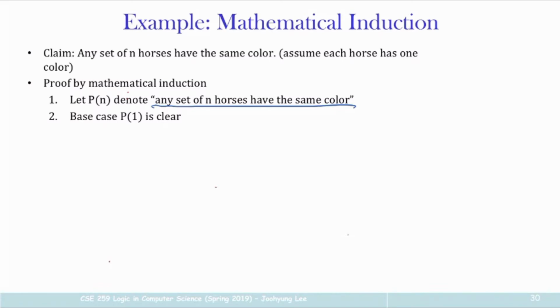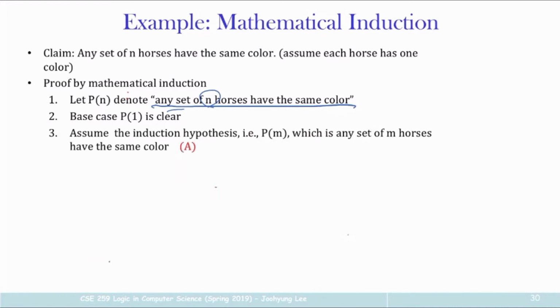We have to prove the base case. The base case is P of 1 is true. P of 1 here means that any set containing only one horse has only one color, which is definitely true, right? Because if you have one horse, there's only one color associated with one horse. Case 2. Now we assume the induction hypothesis to be true, which means that if you pick any set of m horses, then they all have the same color.